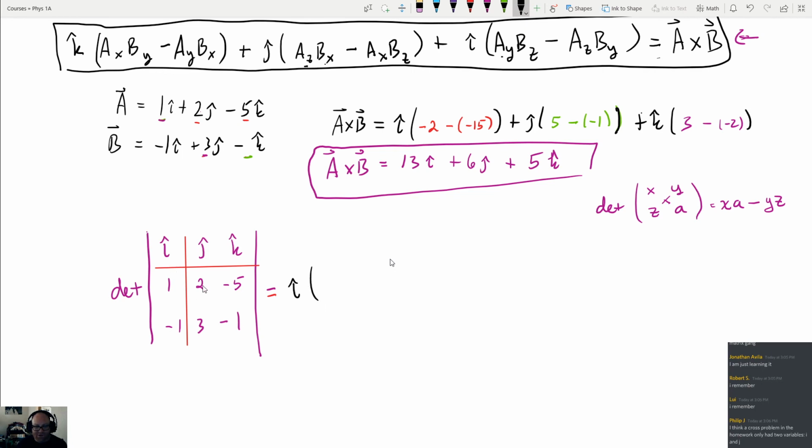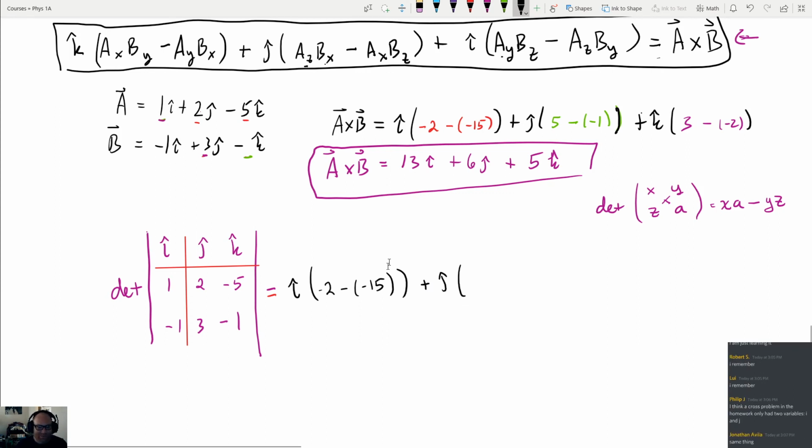It's going to have the factors of 2 times -1, which is -2, minus -5 times 3, which is -15. You take this kind of subdeterminant or something. I don't know what they call it. But you see how you get the exact same thing? 2 times -1 minus -5 times 3. So -2 minus -15. Was that easier? I don't think it's easier. You're literally doing the exact same thing, but you have to write everything out.